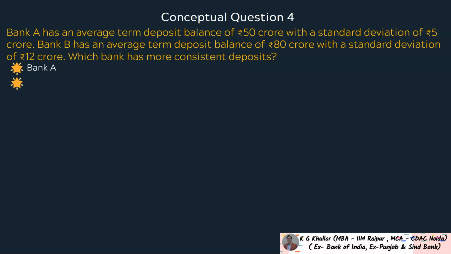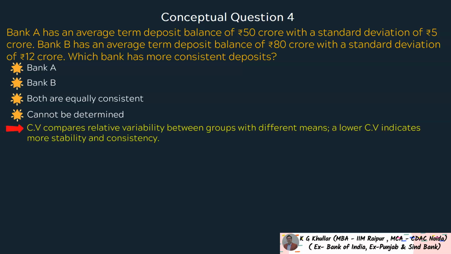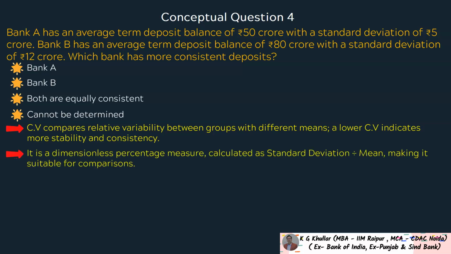Now friends, please note, coefficient of variation allows bankers to compare relative variability between groups with different means. Also remember, lower coefficient of variation also indicates more stability. So as you can see, coefficient of variation is a relative measure of dispersion expressed as a percentage. It relates the standard deviation to the mean, making it dimensionless and suitable for comparison. It is simply calculated as sigma divided by x bar multiplied by 100, where sigma is standard deviation and x bar is arithmetic mean.